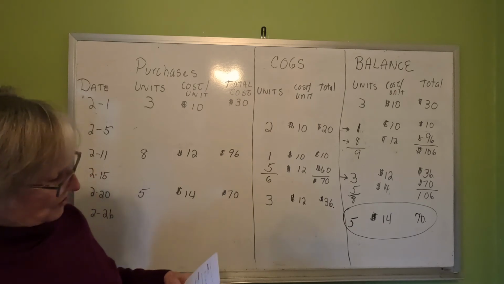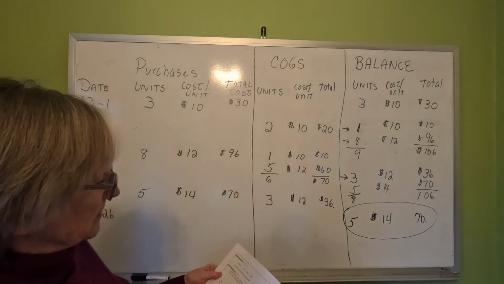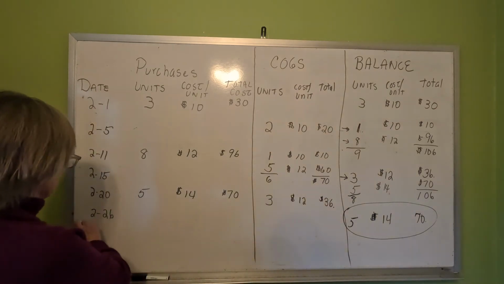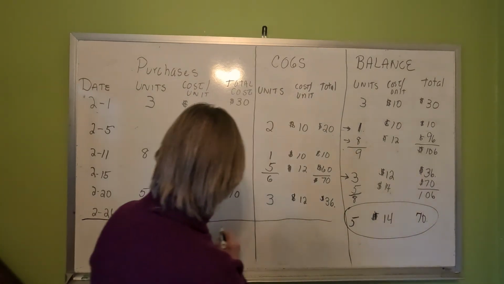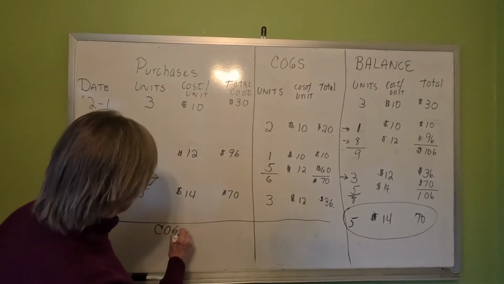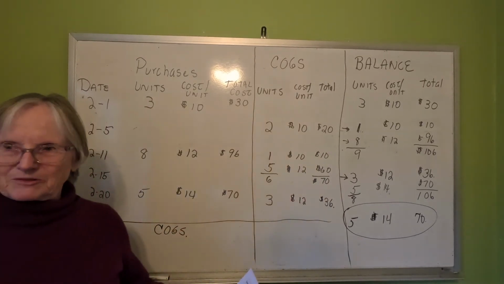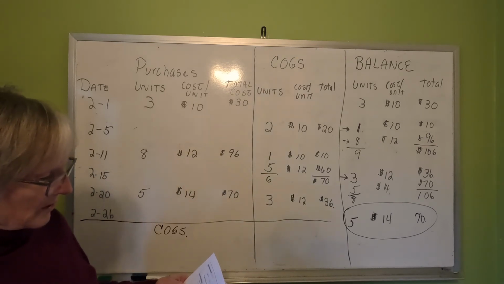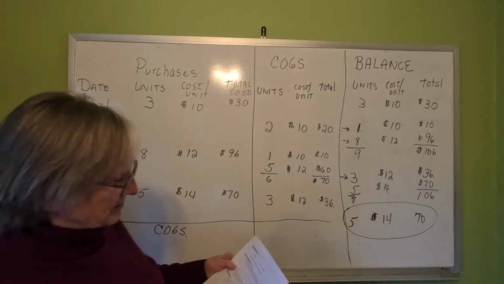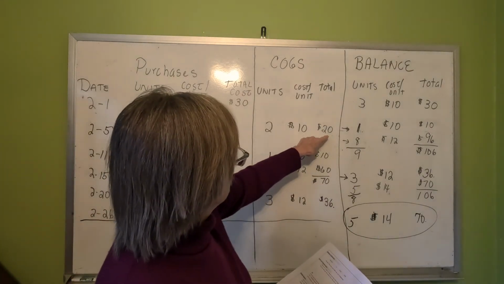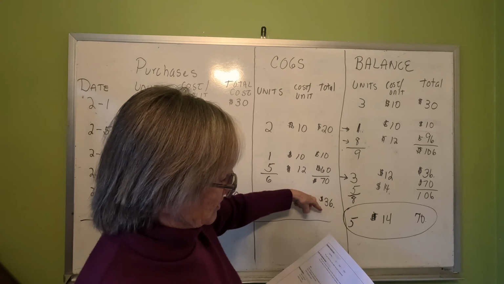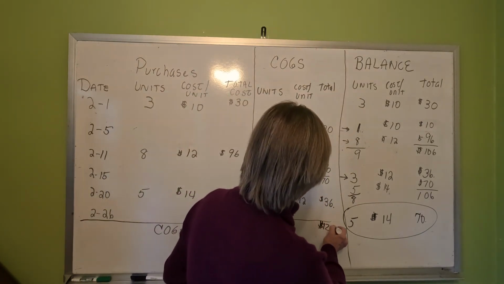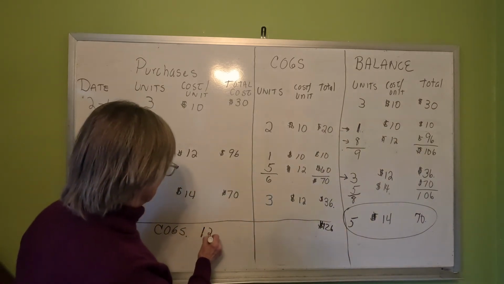So our ending inventory is 70. Then usually problems will ask you a couple of questions. They want to know, what's the cost of goods sold? Because we need that for our financial statements. There's a couple of ways you can do that. You can add up 20 plus 70 plus the 36, that would give us 126 for cost of goods sold.